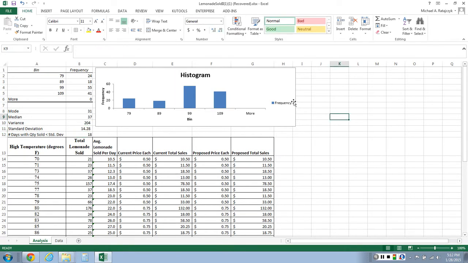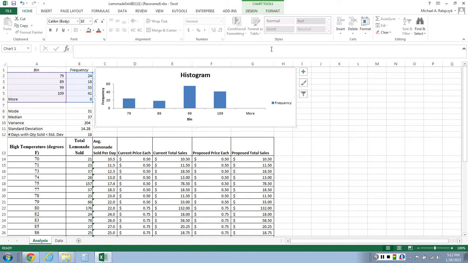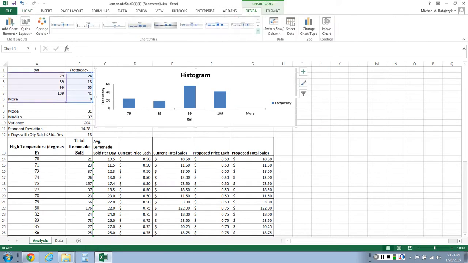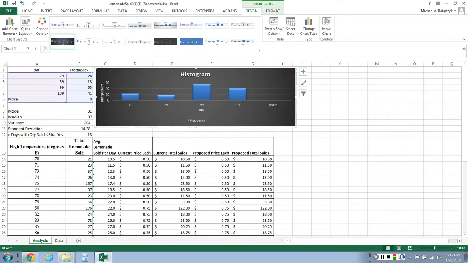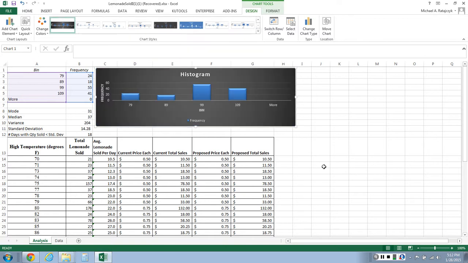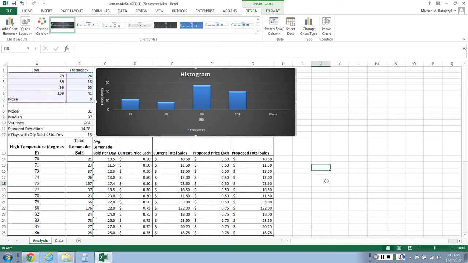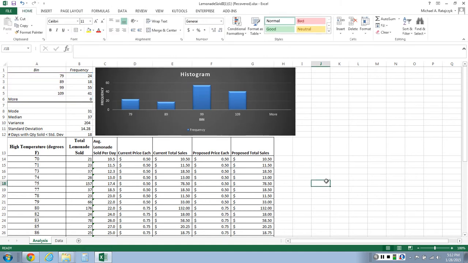Now, you can have some fun here. Click on your histogram, go up to design, and go up to here in the middle, and have some fun designing your chart. That's what we'll be looking for in this class, some creativity. It's not all about copying the professor cell for cell.